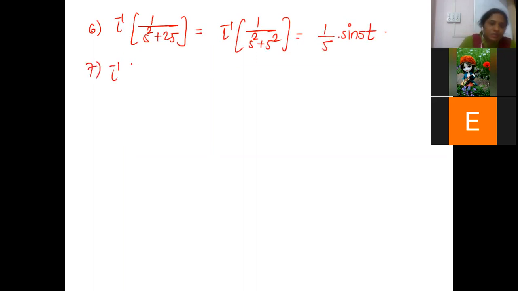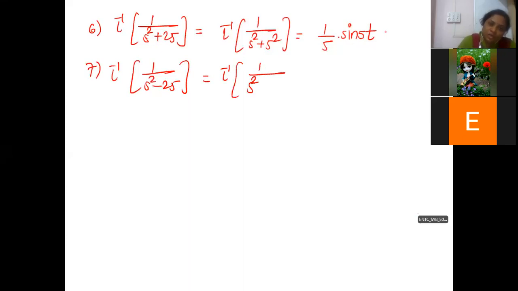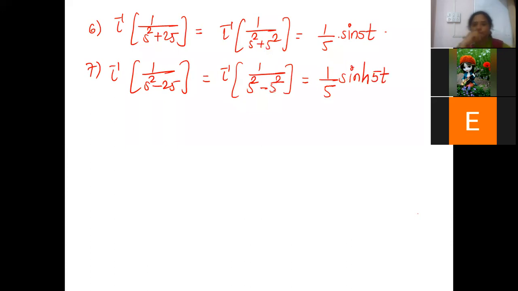Next, 7. Laplace inverse 1 upon s square minus 25. If it is s square plus something or minus something, we always have the form s square plus a square or s square minus a square. And if it is plus, it is sine. And if it is minus, it is hyperbolic. So 1 upon 5 into sine hyperbolic 5t, a is 5. Correct? Yes. Make the change.